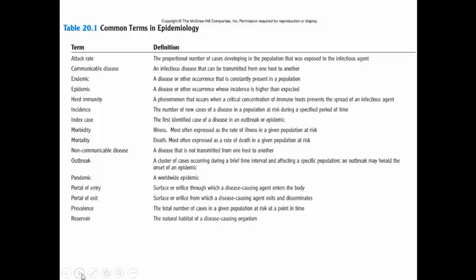Portal of exit. This is the body surface or orifice where the pathogen is shed. Portal of entry is the place of entry of the microorganisms into the host. Now, a non-communicable disease is a disease that's not transmitted from one host to another.